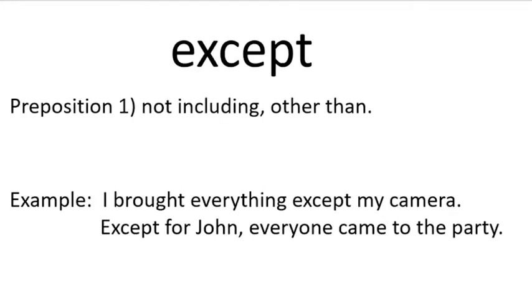Except with an E is a preposition, and it means not including, other than. Also, you can substitute the conjunction but in many cases for this word. I brought everything except my camera. I brought everything but my camera. Or, except for John, everyone came to the party. Except for John, everyone came to the party. And often when we use except, we have the preposition for attached to it. It's kind of a phrase, although not a phrasal verb, a prepositional phrase.